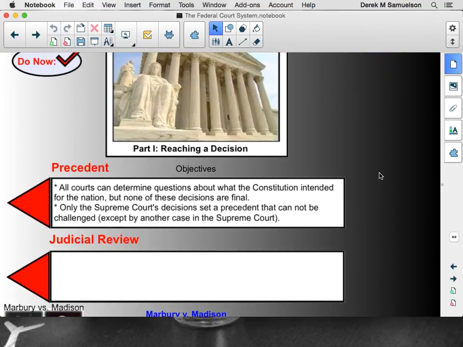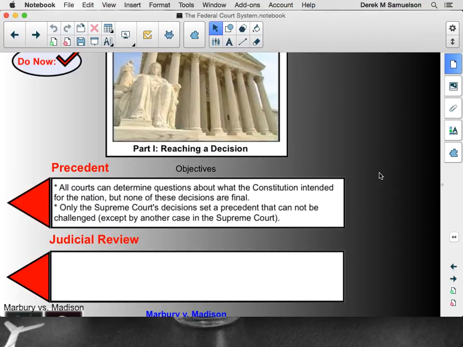Now, all courts can determine questions about the Constitution. This is what the federal court system does. It interprets what the Constitution intended for our nation. But none of the decisions are final except, well, not really even the Supreme Court, but the Supreme Court is the most final. Only Supreme Court decisions can set a precedent that can't be challenged.